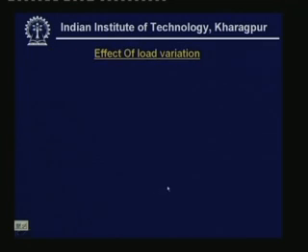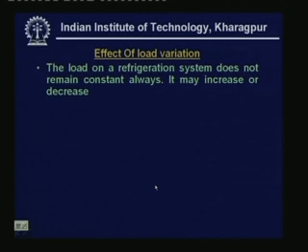Now, let us look at the effect of load variation. The load on a refrigeration system does not remain constant always. This we have discussed before. The load may increase or decrease. So, what happens when the load increases or decreases? First, let us look at what happens when the refrigeration load increases.